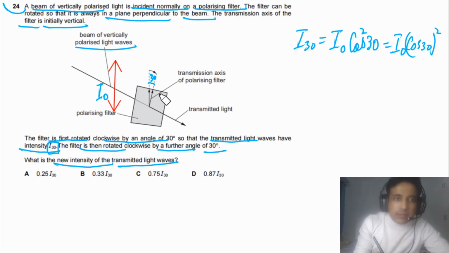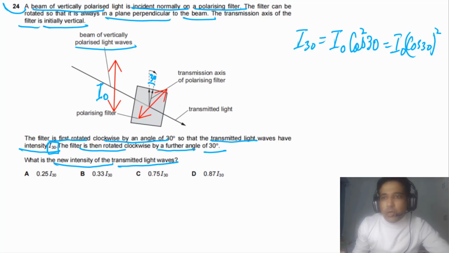So now the filter is at an angle of, we can draw here, a further 30 degrees. So we can say this is rotated by a further angle of 30 degrees, and we can place it here. Now in this case, the angle with the vertical is 60 degrees. So this is the second case. We can write I60 equal to I naught cosine square of 60 degrees.